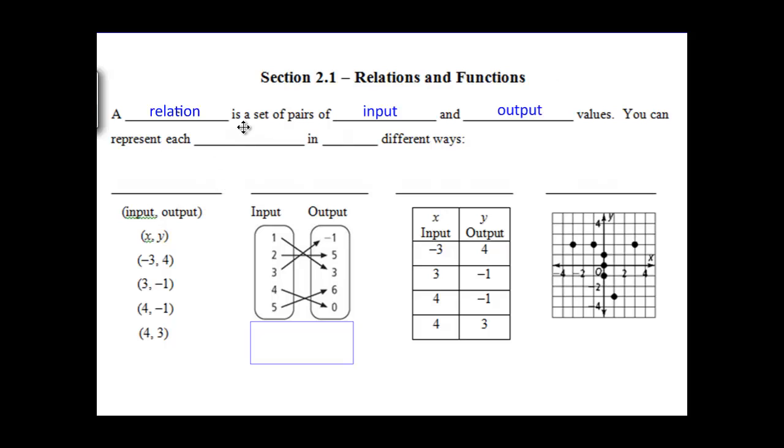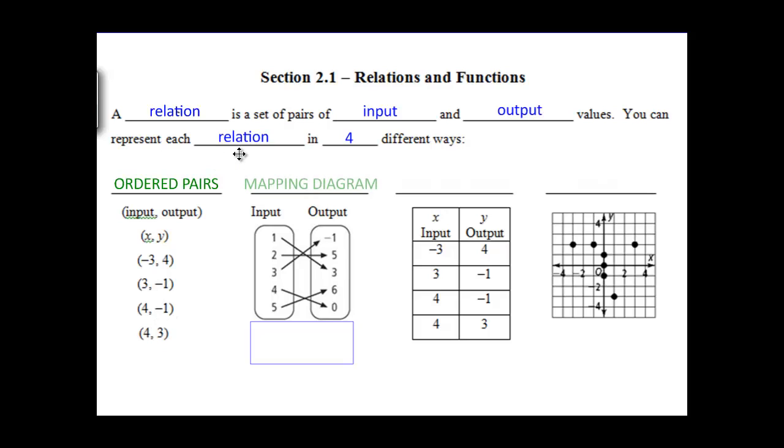You can represent each relation in 4 different ways. The very beginning one that we'll start with, we'll look at ordered pairs. We have our input, comma, our output. We can look at it as x and y. So for instance, we have (-3, 4), (3, -1), (4, -1), and (4, 3), and we can plot those points.